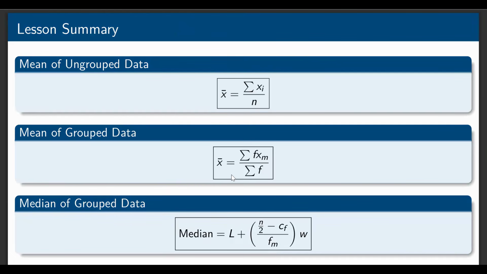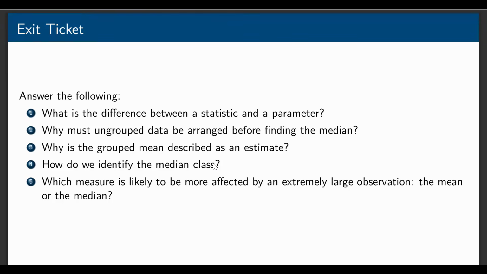So these are the formulas for mean ungrouped, mean grouped, and median grouped. So here are some questions to check your understanding so far. What is the difference between a statistic and a parameter? So yeah, we'll go through these questions together.